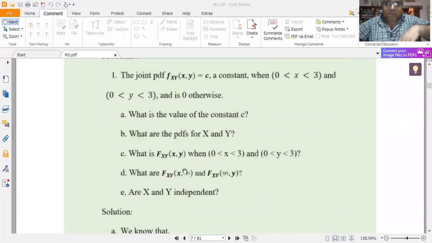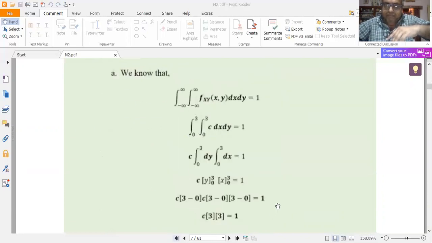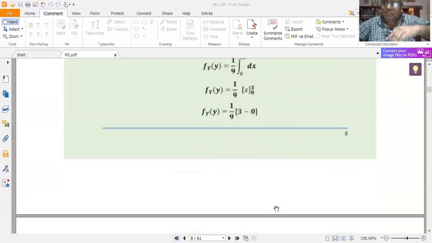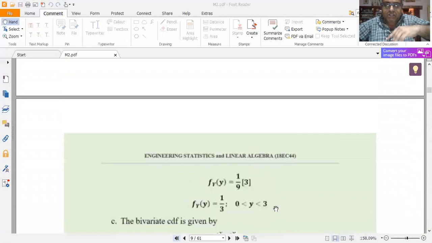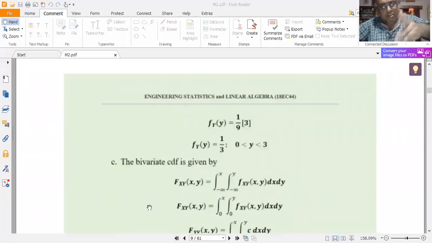Now coming to the third part, I have to find the joint CDF. These are all definite expected questions in your final examination, so please lay more impetus on it. I have to find the joint CDF for 0 less than x less than 3 and 0 less than y less than 3. A joint CDF is also called the bivariate CDF.